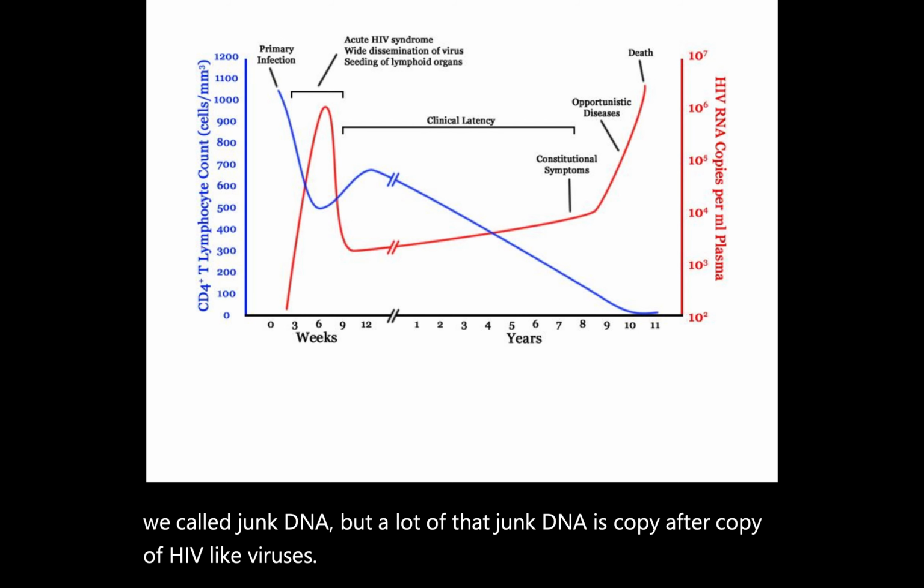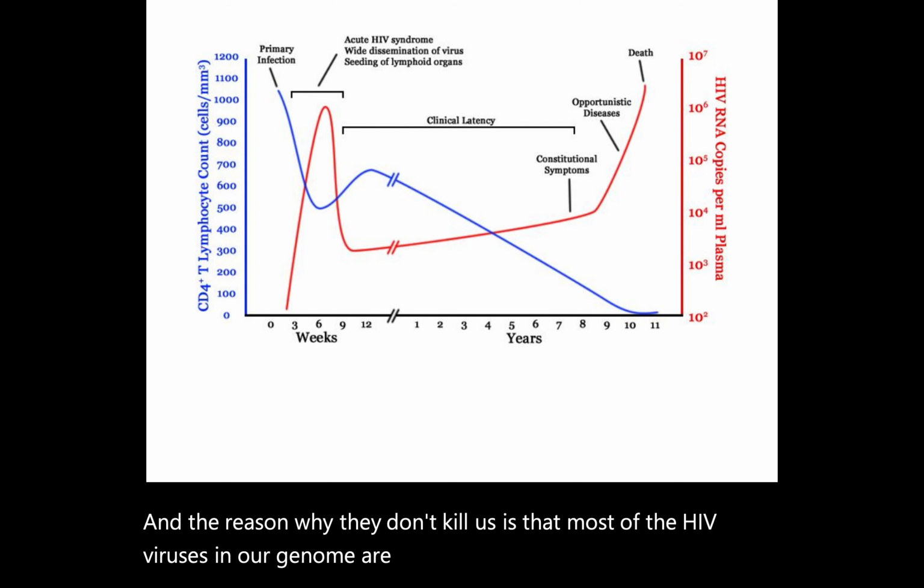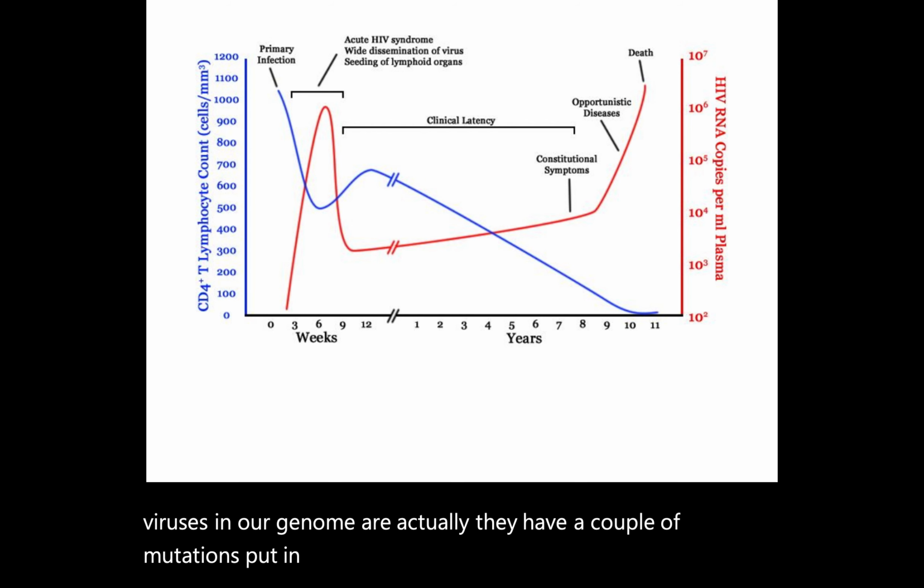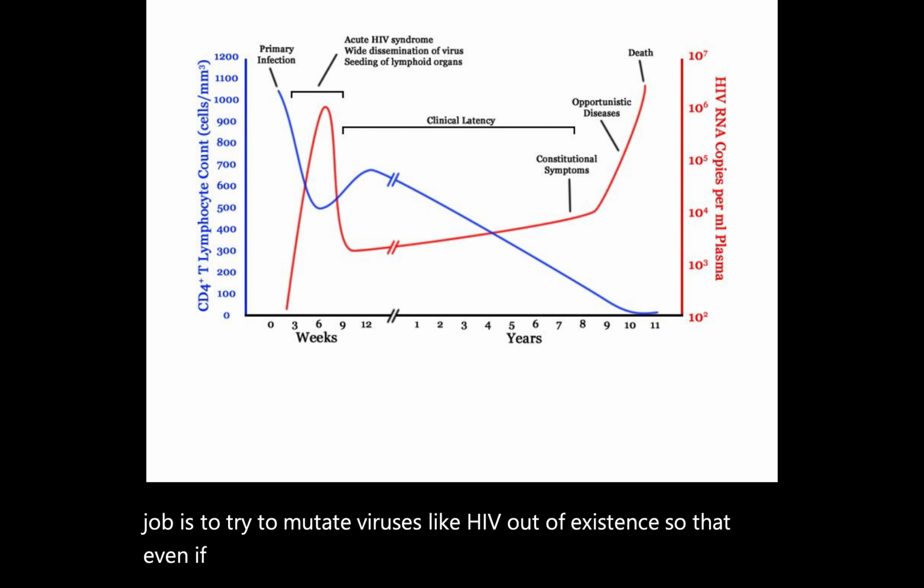And the reason why they don't kill us is that most of the HIV-like viruses in our genome actually have a couple of mutations put in there. There are a couple of human proteins whose only job is to try to mutate viruses like HIV out of existence so that even if they get embedded into our genome, they can't wake up again and make us sick.